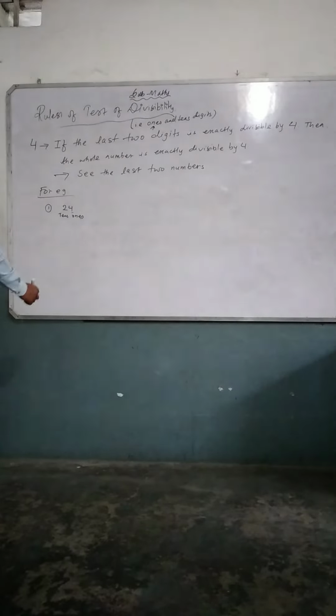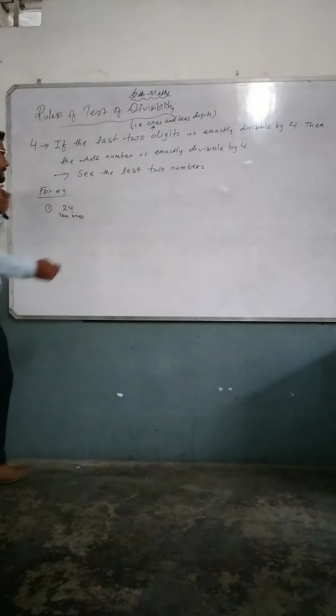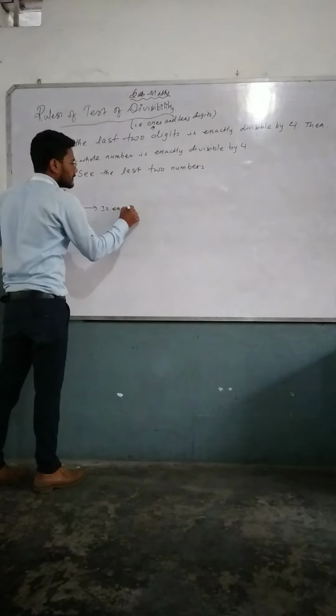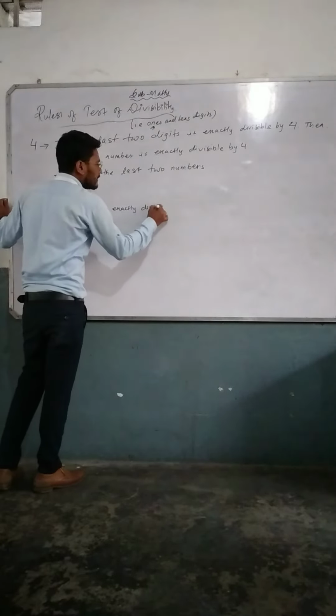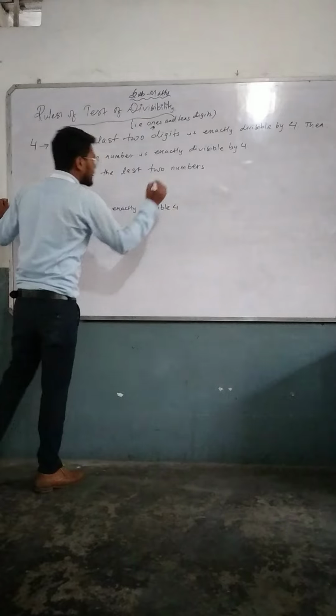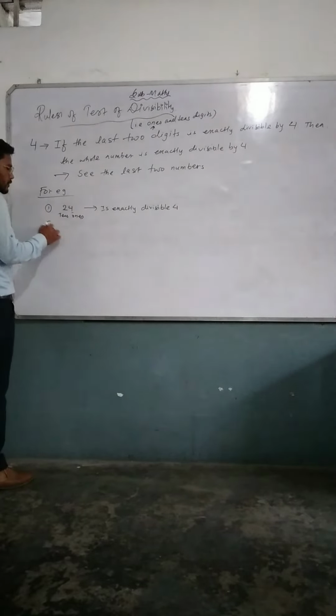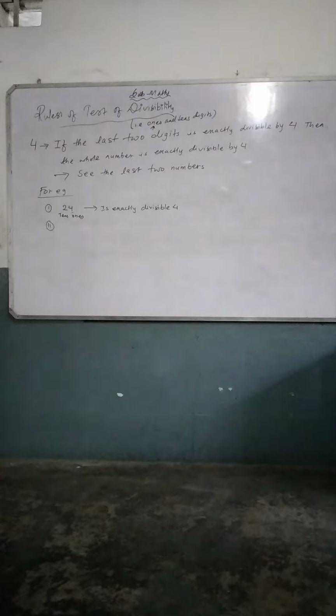So you check it. Is 24 in the table of 4 or not? Yes. That means 24 is exactly divisible by 4. If it is exactly divisible by 4, then the whole number is exactly divisible by 4 only. Now this is in the case of 2 digits only. So let us do the next example.